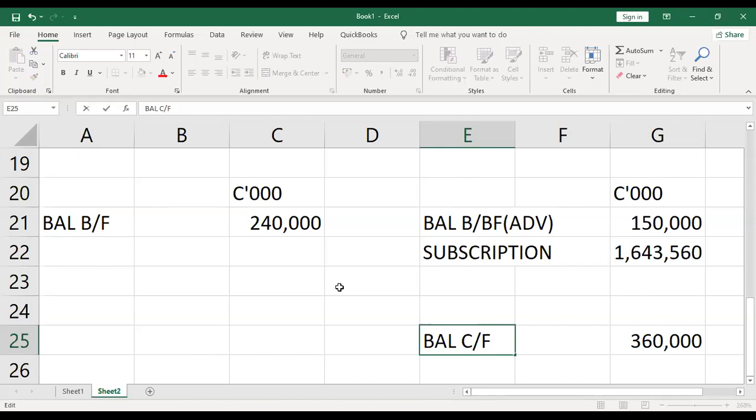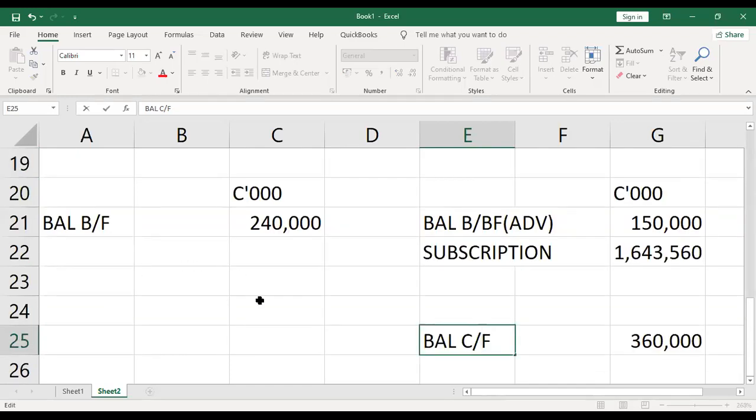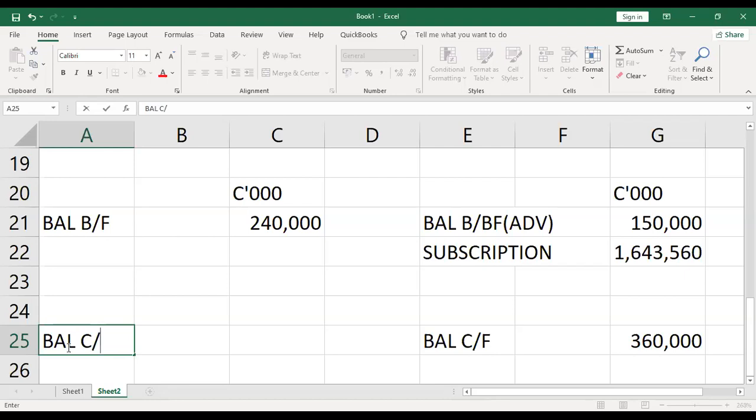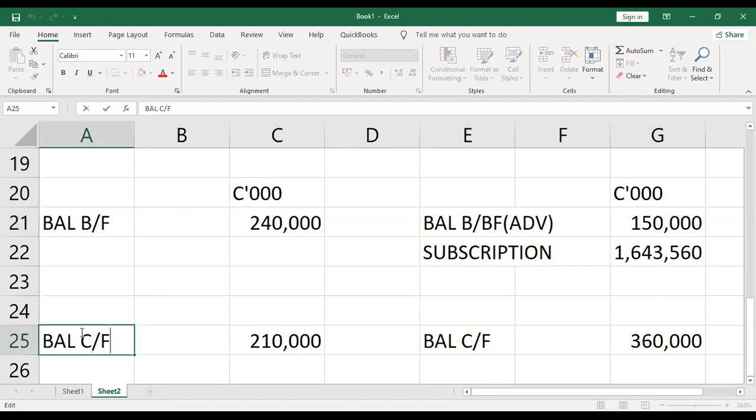Okay, so having had this, we will now add and subtract from both sides so that we will have our figure for our income and expenditure account. So the subscription in advance had a balance for the following period. That's the balance figure for 2015. That's the balance carried down, 210,000. Okay, so this is the one in bracket advance. So we'll add 150.